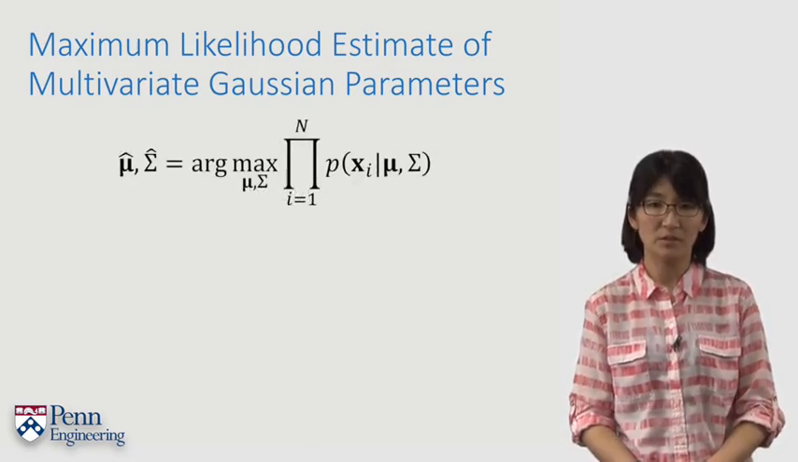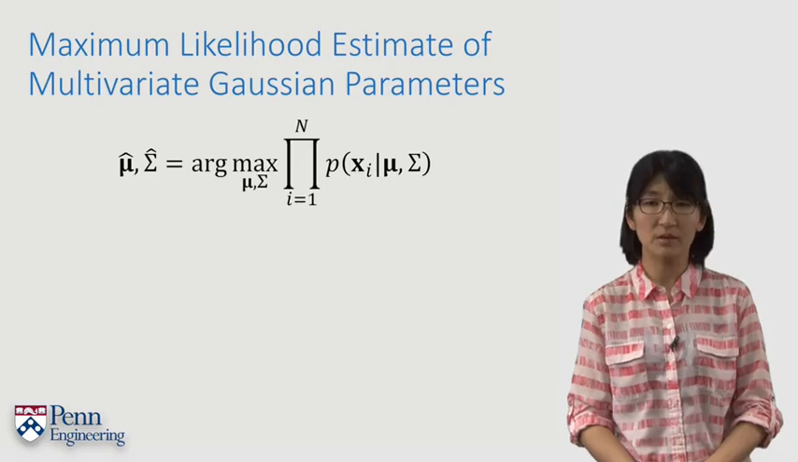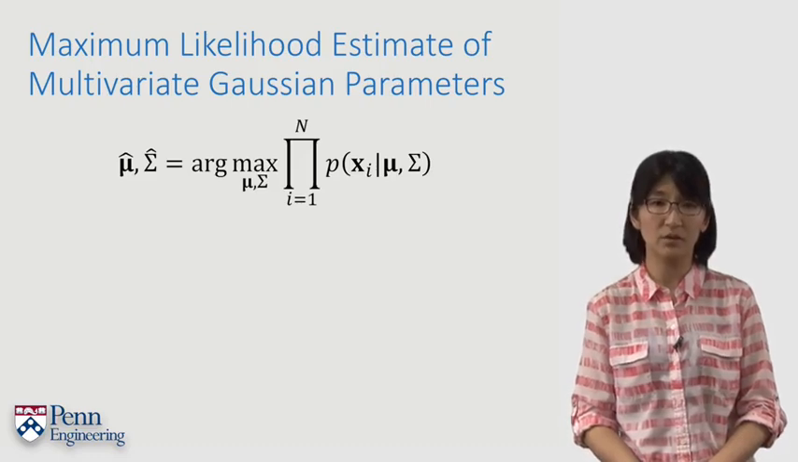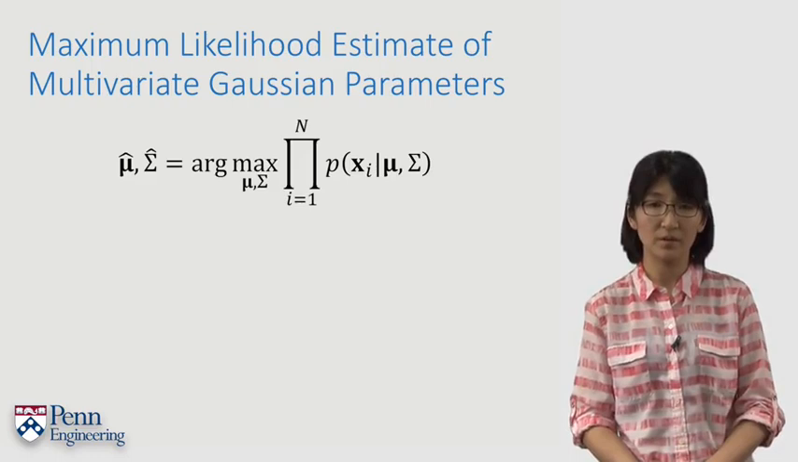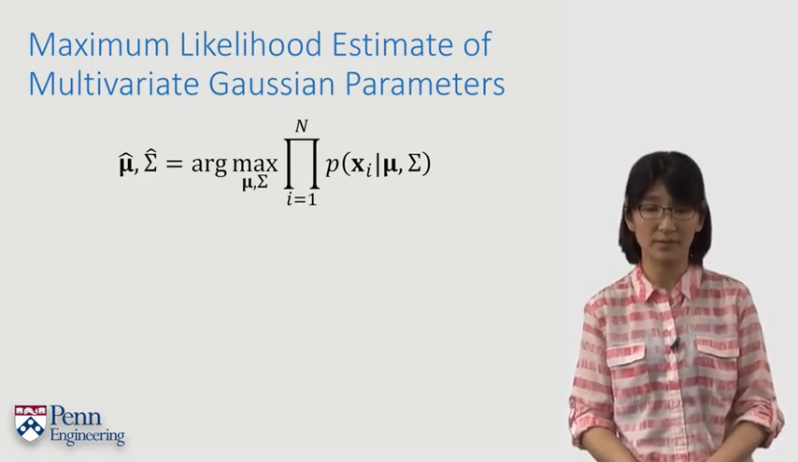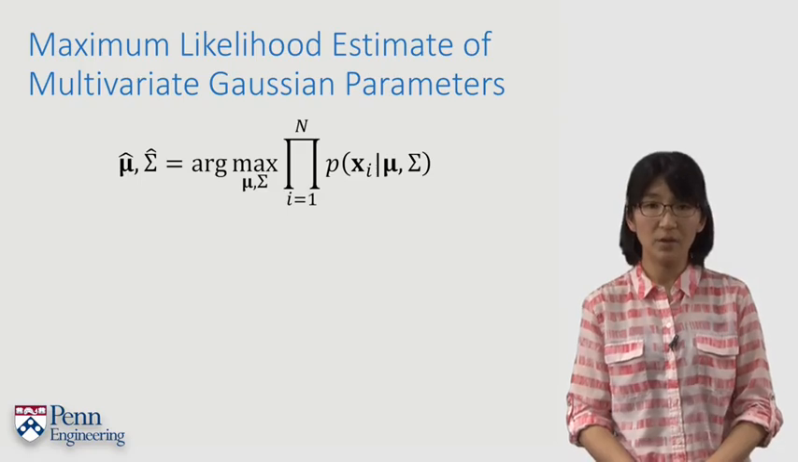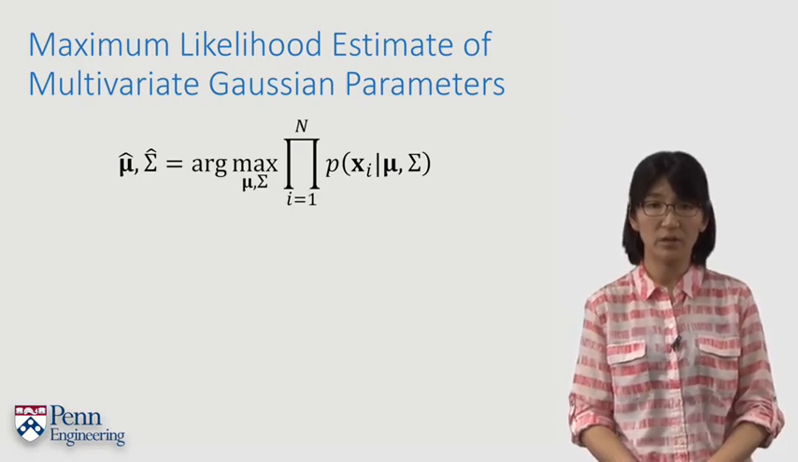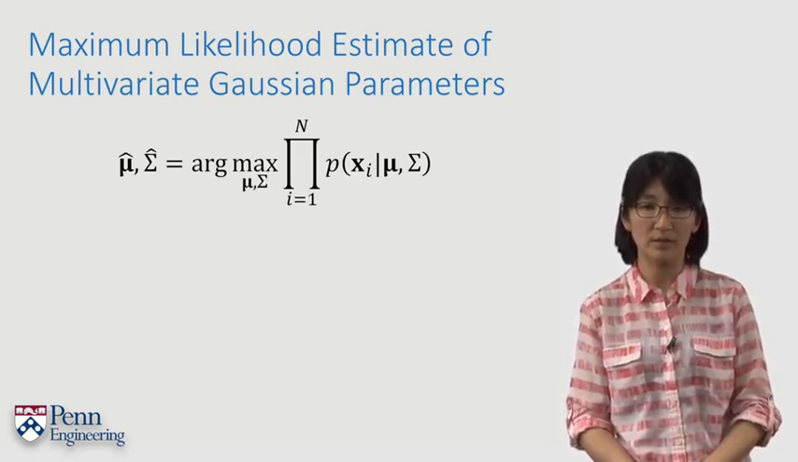With this notation, how can we obtain the maximum likelihood estimate of the parameters that are now a vector and a matrix? Again, we can deduce the solution analytically, and the key ideas are the same as the 1D case.